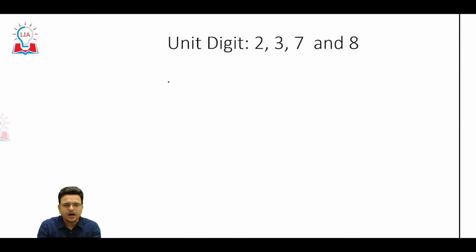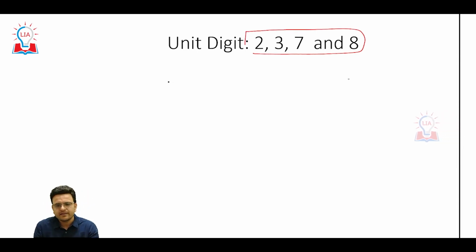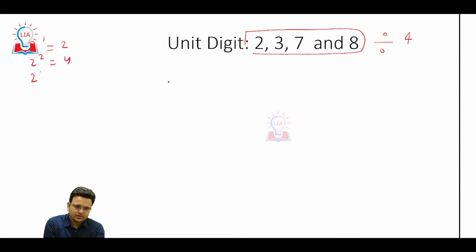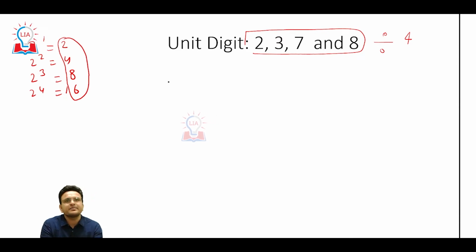Now come to the other type. Whenever numbers end with 2, 3, 7, 8, we should divide the power by 4. Like here, to the power 1 we have 2, to the power 2 we have 4, to the power 3 we get 8, to the power 4 we get 16. It means these digits are repeating.